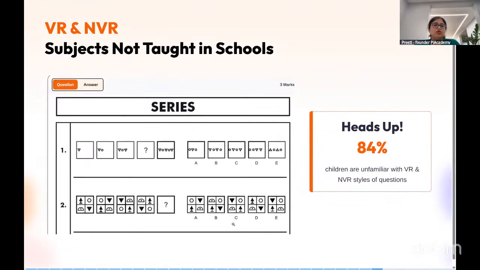Some schools have VR and NVR, some schools do not. So make sure that you check with the school whether there is a VR or NVR subject, because most students are unfamiliar with VR and NVR. Around 84% of students are not aware of VR and NVR till they come to year 5. In our academy, we ensure that from year 4 they are practicing VR and NVR as a part of their syllabus, and we cover VR and NVR in all of our courses.